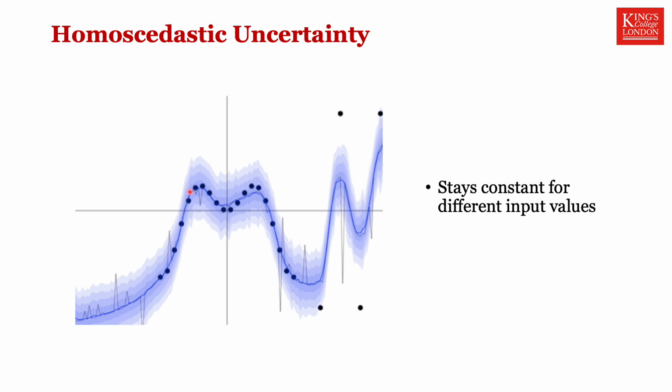So the function needs to fit all of these points, and then it needs to go down and up and down and up, because we are assuming that the amount of noise that these observations have is constant. So both these ones and these ones have the same amount of noise. So the function needs to wobble around to be close enough to all of the points at the same time.